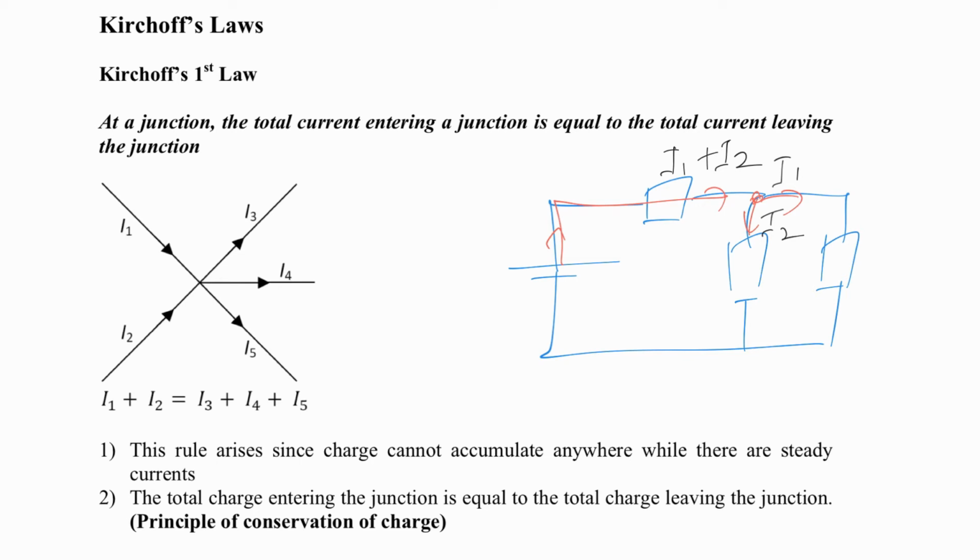That's how we label. Okay, so we trace it back. Let's say it reaches here. So this is I2, this one continues, this is I1. So what is the total current entering the junction? Also I1 plus I2, right? So therefore the total current leaving is also I1 plus I2. So this is Kirchhoff's first law.